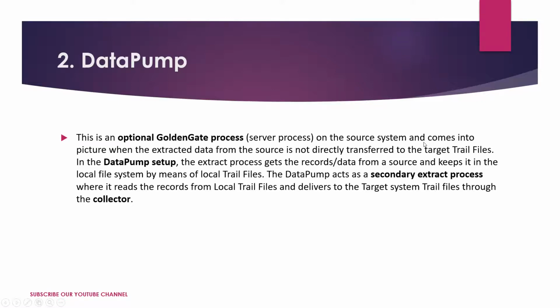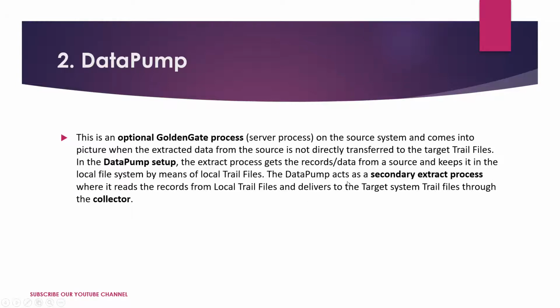On the source system, it comes into the picture when the extracted data from the source is not directly transferred to the target trail file. If your data is not directly shipped to the target trail file, the data pump setup comes into the picture. In a data pump setup, the extract process gets the data from the source and keeps it in the local file system by means of a local trail file.